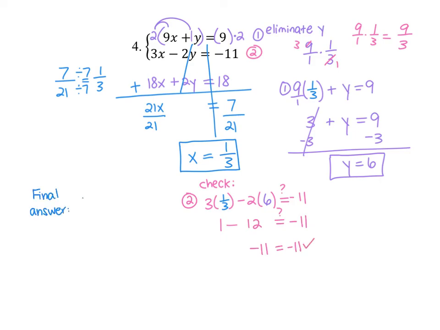So our final answer written as a coordinate point, we write x first, so 1/3, comma 6 is y. Use solution sets, so that's where these two lines would intersect, is 1/3, 6, and that's our final answer.